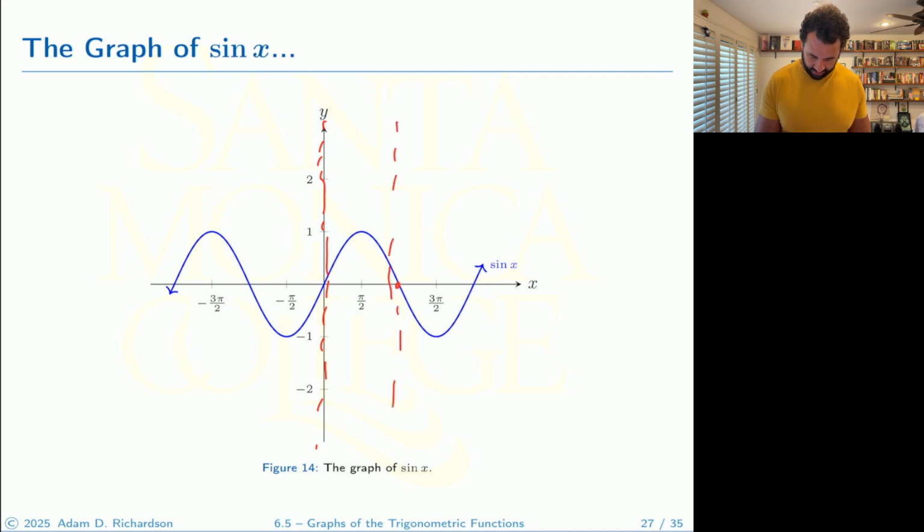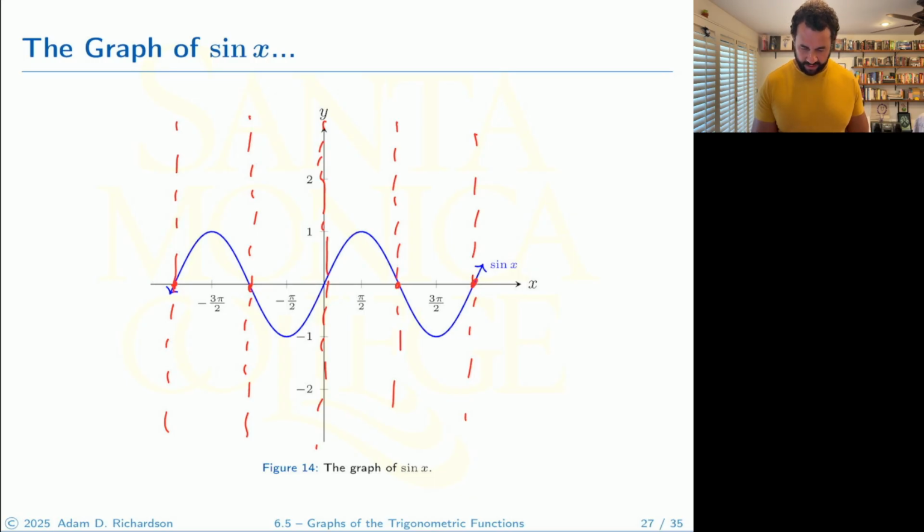Vertical asymptote right there. Okay, try that again. Okay, here's another one, vertical asymptote. Here's another 0, so I'll have a vertical asymptote when I reciprocate. There's another one, vertical asymptote. Okay, now I'm going to graph cosecant, and it's got to touch each peak and each trough, and it's just going to have that asymptotic behavior.